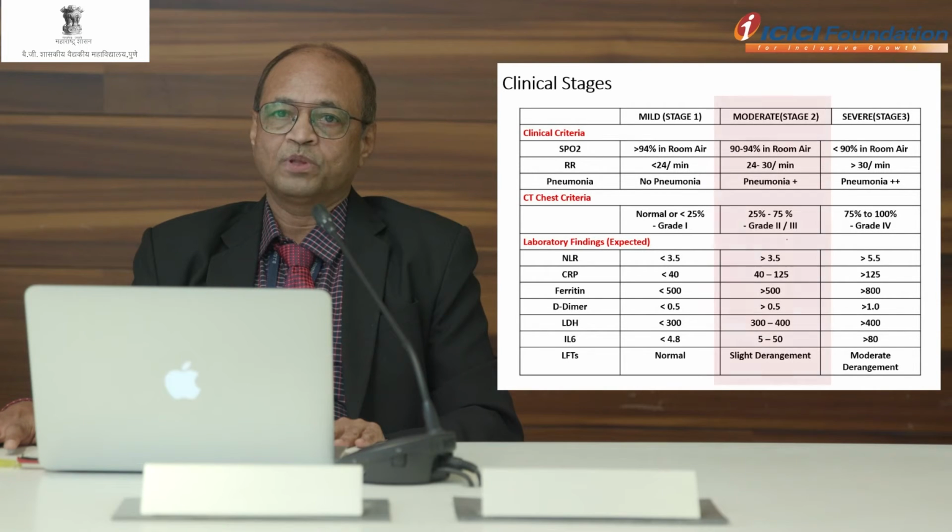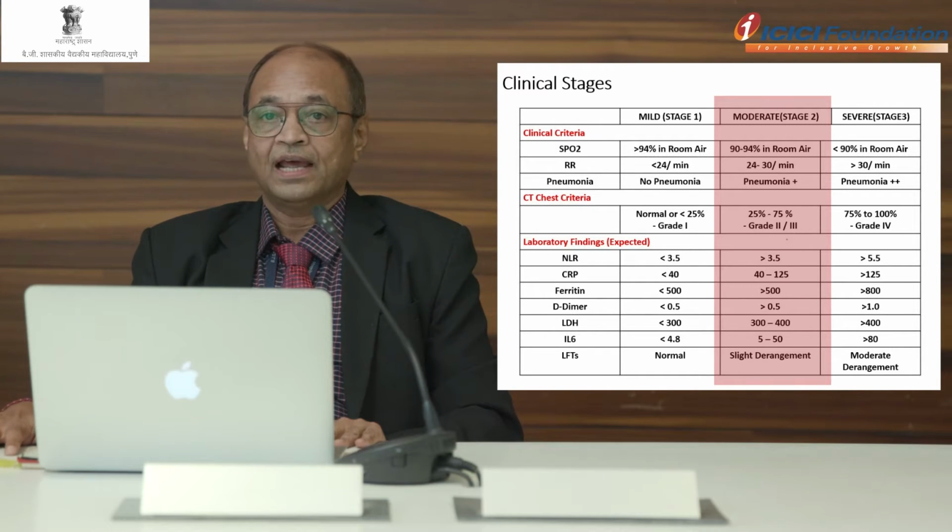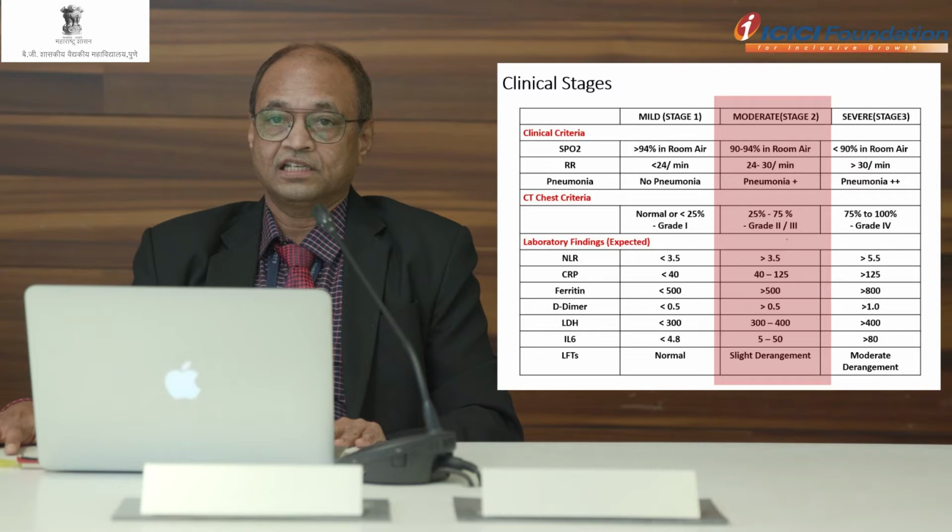Let us take an example of the moderate illness. What is this moderate illness? When the SpO2 is 90 to 94% in room air, when the respiratory rate is more than 24 but less than 30 per minute, when there is pneumonia, and the CT severity score is between 9 to 15, that is a CT severity score to call it a moderate disease.